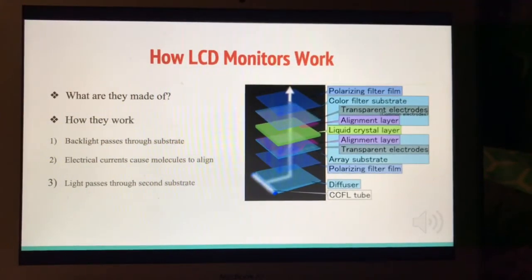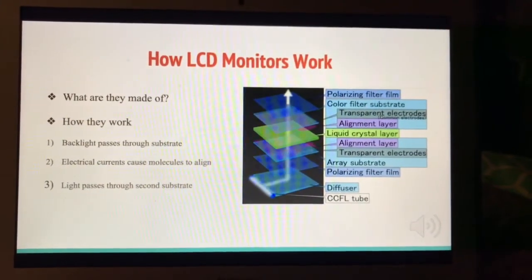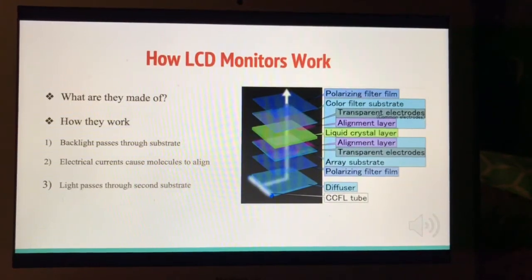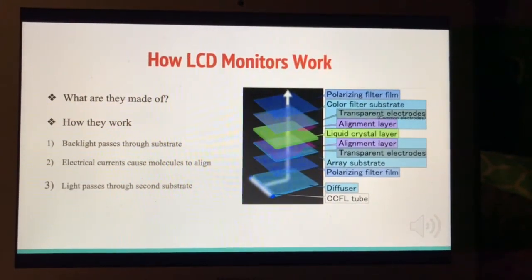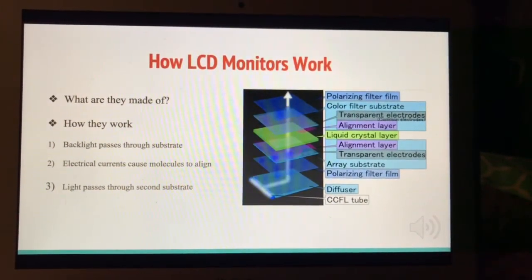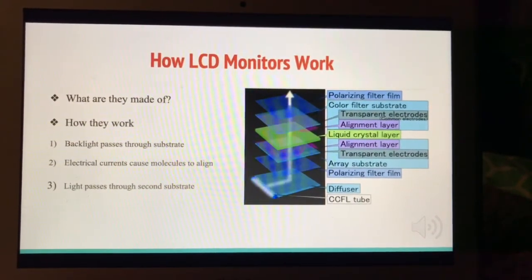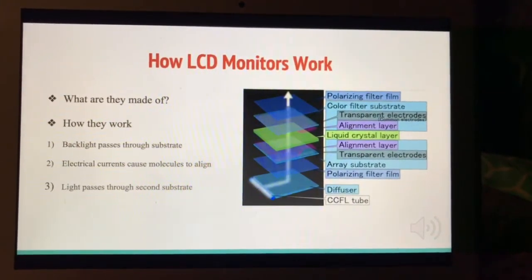How LCD screens work. Backlight passes through the first substrate. At the same time, electrical currents cause the liquid crystal molecules to align. This allows varying levels of light to pass through the second substrate, creating the colors and images that you see.